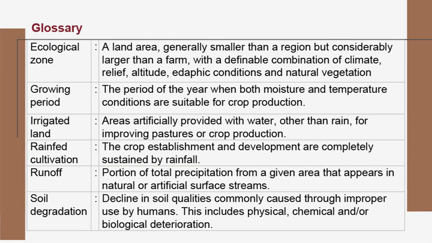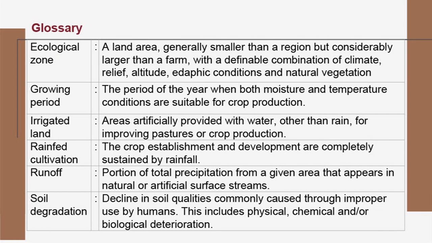Some difficult words: Ecological zone, only smaller than a region but considerably larger than a farm, with a definable combination of climate, relief, altitude, edaphic conditions and natural vegetation. Growing period is the period of the year when both moisture and temperature conditions are suitable for crop production. Irrigated land, areas artificially provided with water other than rain for improving pastures or crop production. Rain-fed cultivation, where the crop establishment and development are commonly completely sustained by rainfall.